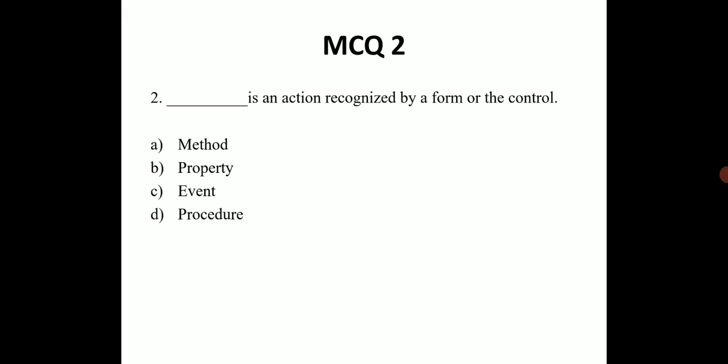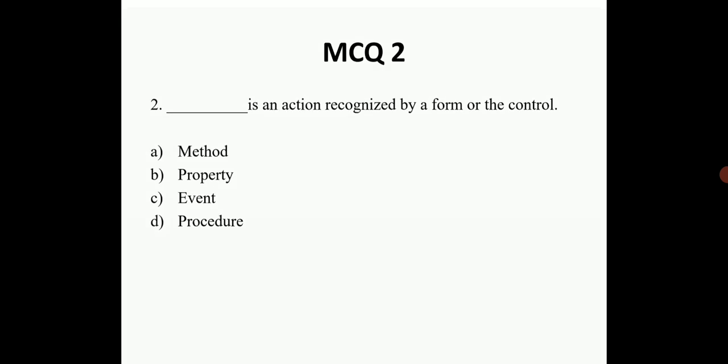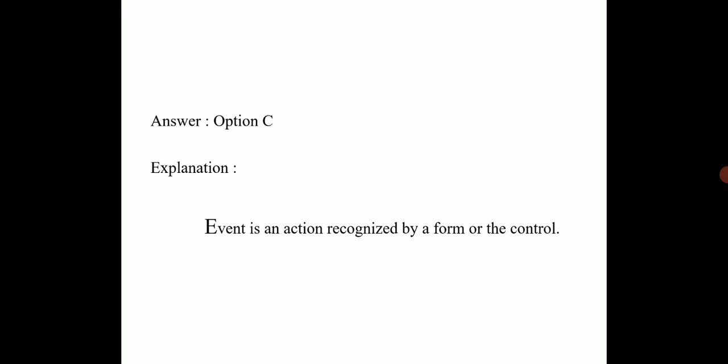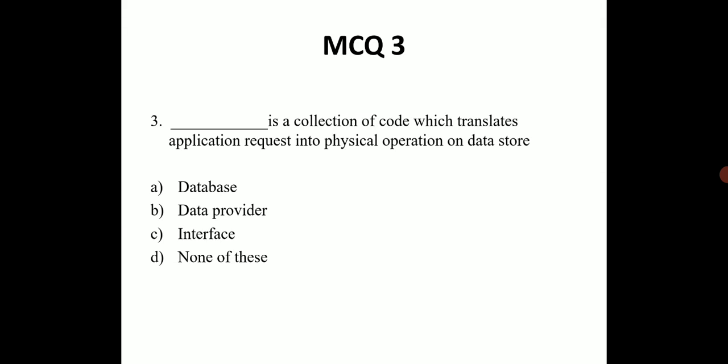Next, dash is an action recognized by a form or the control. There are 4 options: method, property, event, procedure. I think you can guess. So option C, event is an action recognized by a form or the control.